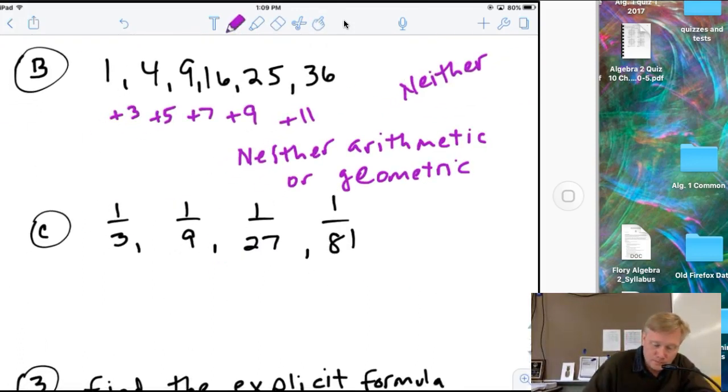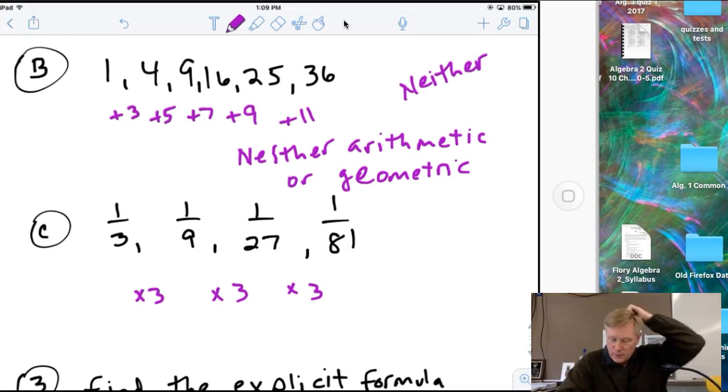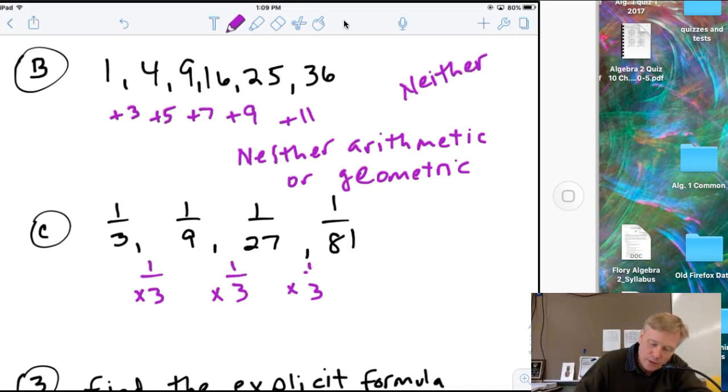And C, 1/3, 1/9, 1/27, 1/81st. So you can kind of ignore the numerators for a minute because they're all 1. If I'm just looking at the denominators, 3, 9, 27, how do you get from there? Well, you're multiplying by 3. 3 times 3 is 9. 9 times 3 is 27. 27 times 3 is 81, which means you're actually multiplying by 1/3 over and over again.